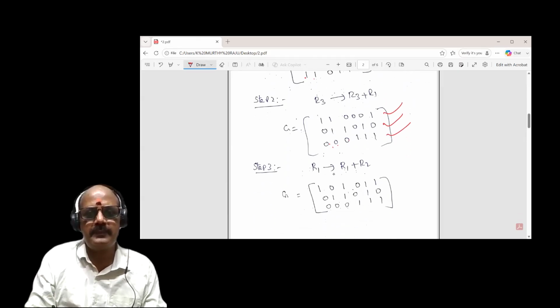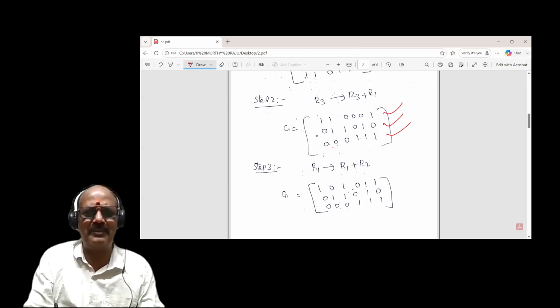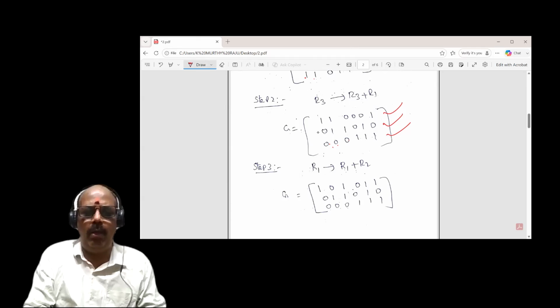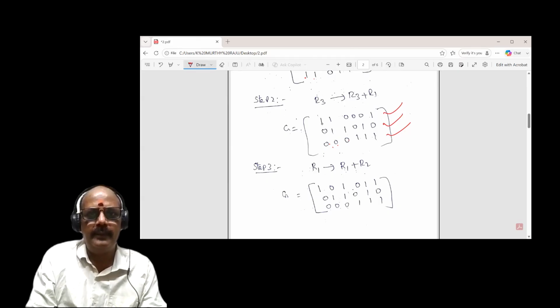Step 3: R1 = R1 + R2. These are the rows: 0 1 1 0 1 0 and 0 0 1 1. R1 is changed to R1 = R1 + R2. 1 plus 0 is 1. 1 exclusive OR with 1 is 0. 0 exclusive OR with 1, and so on, giving the resulting row.